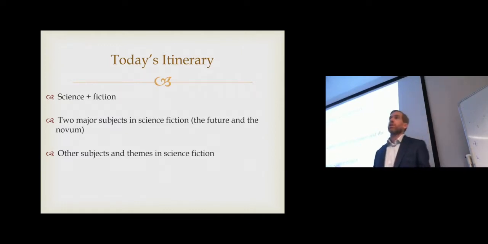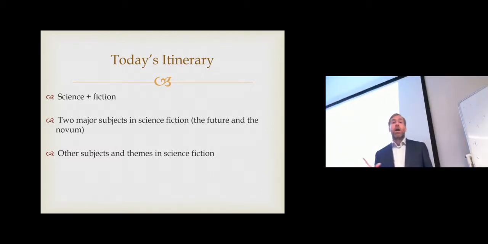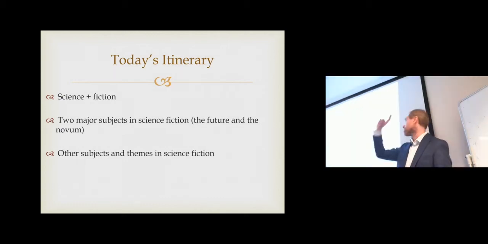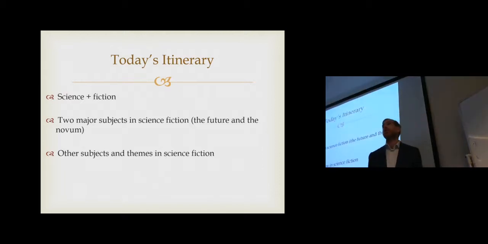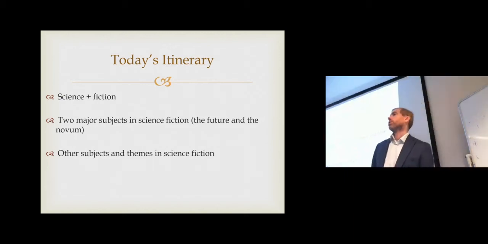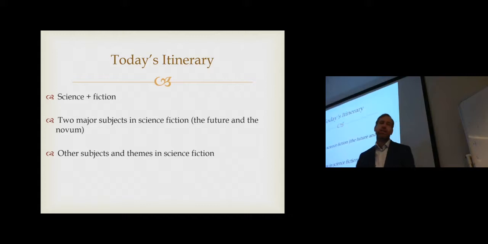But here are just a couple of subjects I'm going to touch upon. Science plus fiction, because that's what we're talking about in terms of the name of the genre. Two major subjects in science fiction, the future and the novum. I don't know, those might be the two biggest ones, although I hate to make that kind of sweeping claim. But as far as the theoretical tradition is concerned, those are the two that have been brought up a lot. The future, which we mentioned last time, that's often what we think of when we say science fiction oriented towards the future. The novum basically means new thing, new object, and you can think of that as a futuristic thing.